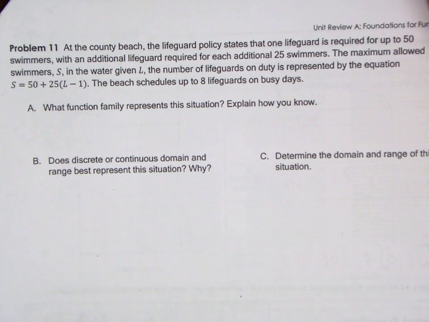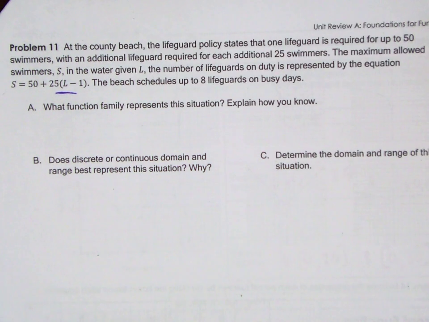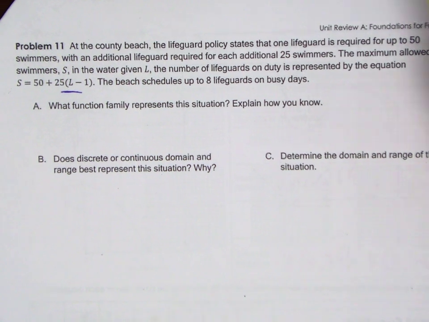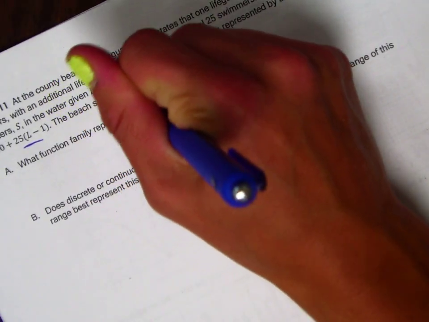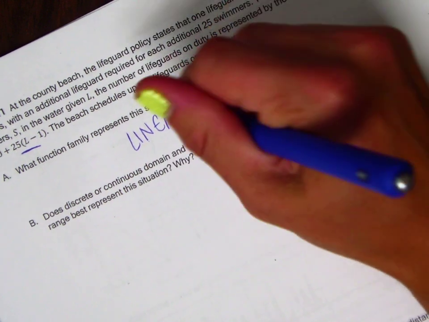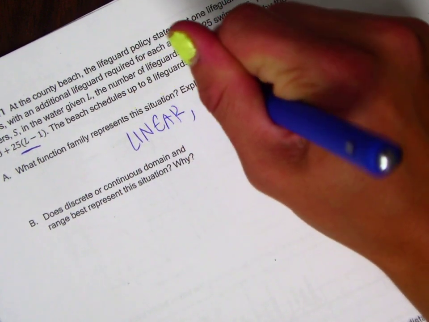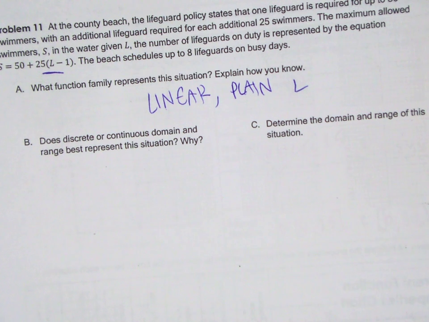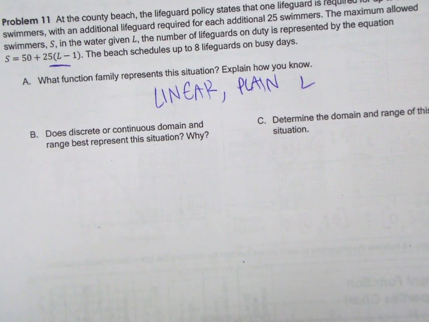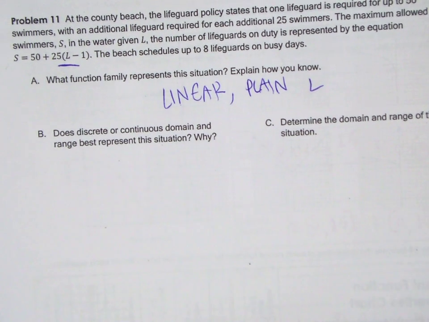So what function family is being represented? In this case, there's nothing special going on with your variable, so this would be a linear. It's plain L. There's nothing else going on with the L. There's no exponents, no parentheses, or anything like that.